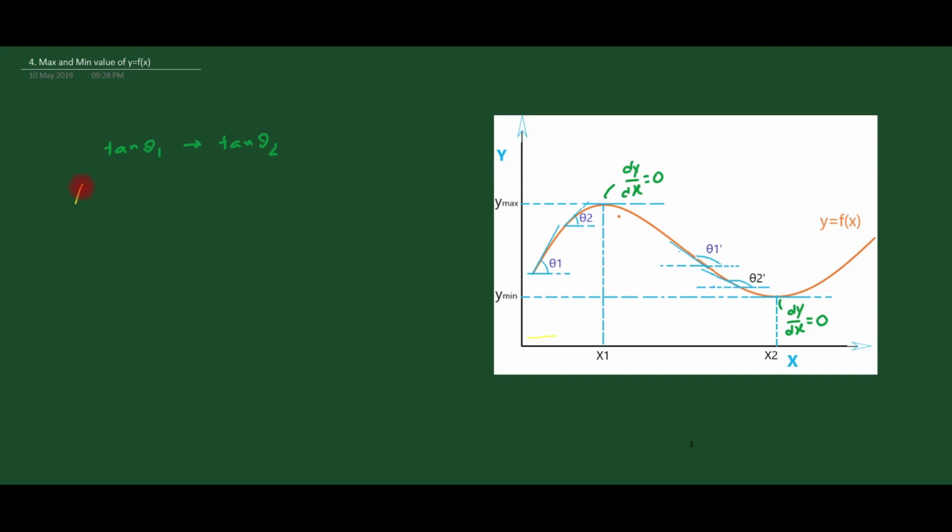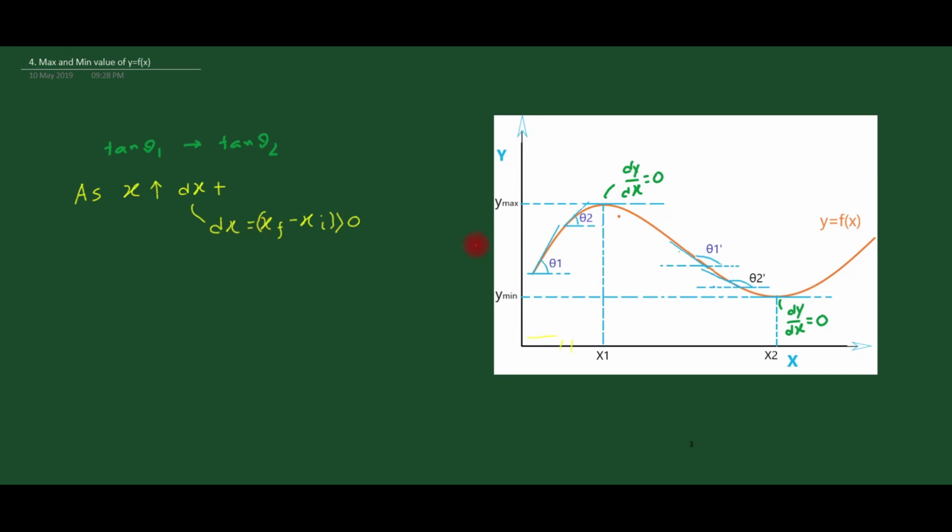Now, as x increases, dx is obviously positive, because what is dx? dx equals x final minus x initial. As you move in the direction of the positive x-axis, x final exceeds x initial. This is x initial, this is x final. So that's why x final is greater than x initial. As a result, this dx is greater than 0.